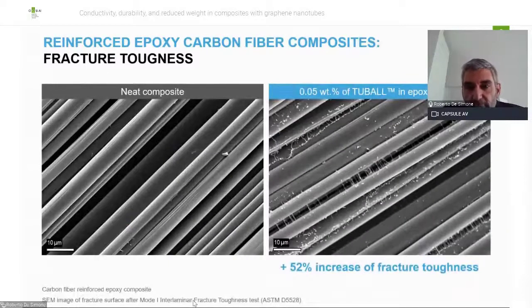Nice pictures, I would say, because it's really important to see from the microscopy point of view which kind of bridge Tubal can create between the different fibers. On the left side, you can see the neat composite, and on the other side, what Tubal is able to develop inside the system. So it's really evident that the fracture toughness can be increased dramatically.